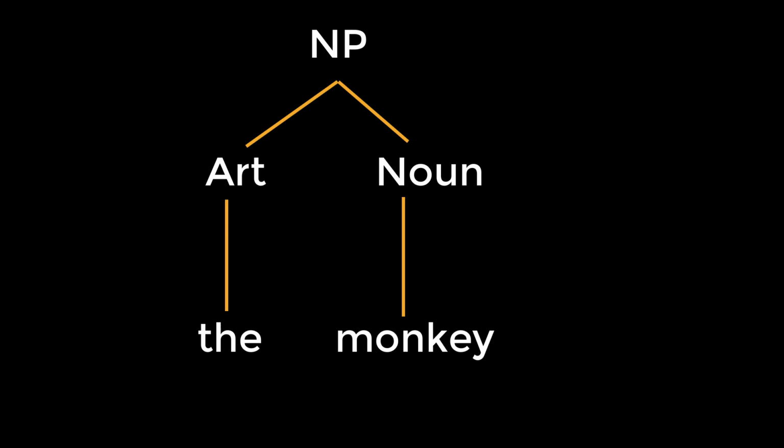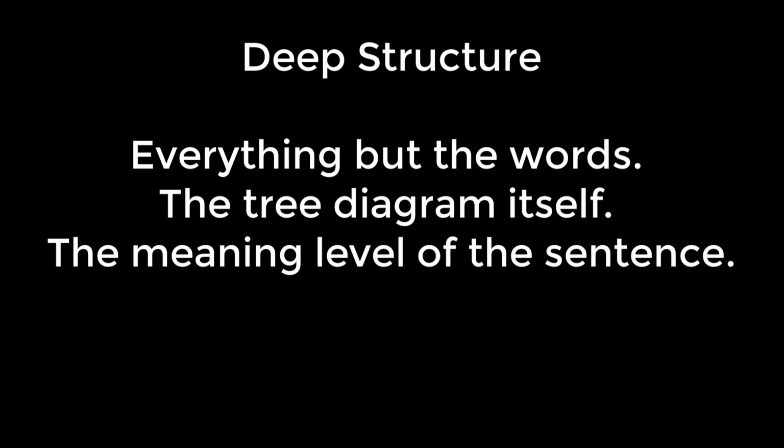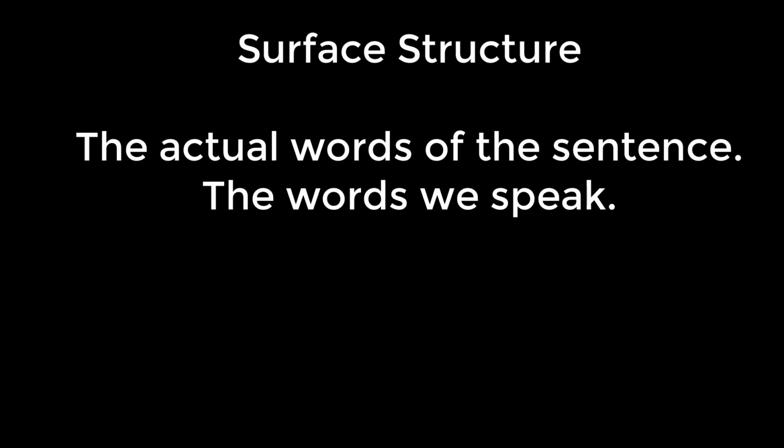Take the noun phrase, the monkey. The tree diagram is noun phrase, which splits into article and noun, article with a line going to "the," noun with a line going to "monkey." These diagrams explicitly show the different levels of the hierarchy, as well as how those levels interact with each other. They can reveal both the deep and surface structures. The deep structure is everything but the words of the sentence at the bottom of the phrase. The surface structure is the words of the sentence.